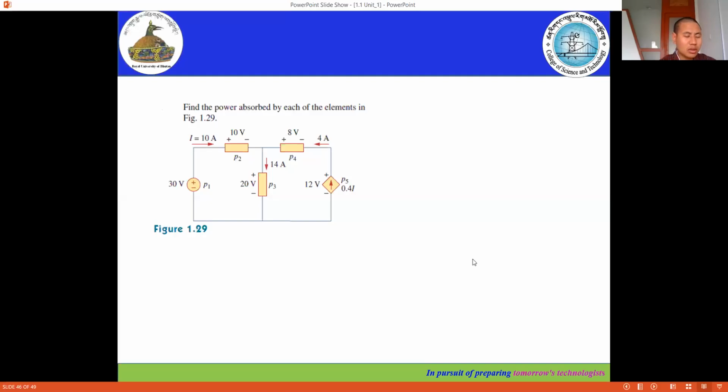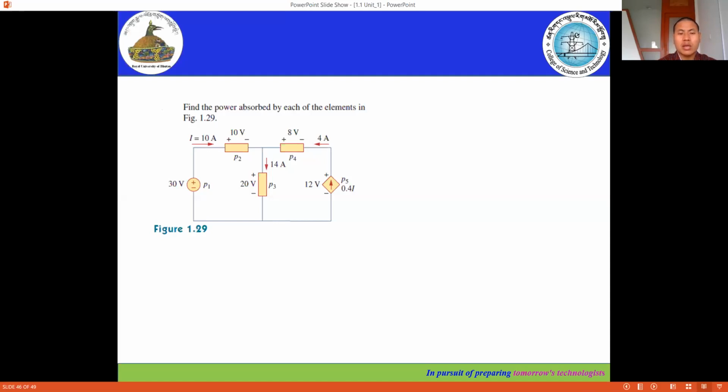In this session, we are going to discuss whether power is supplied or absorbed by the circuit elements. In our last session, we discussed how to calculate power. Power is given by voltage times current, the product of voltage and current. In this case, everything is given. We have to determine whether the power is absorbed or delivered.